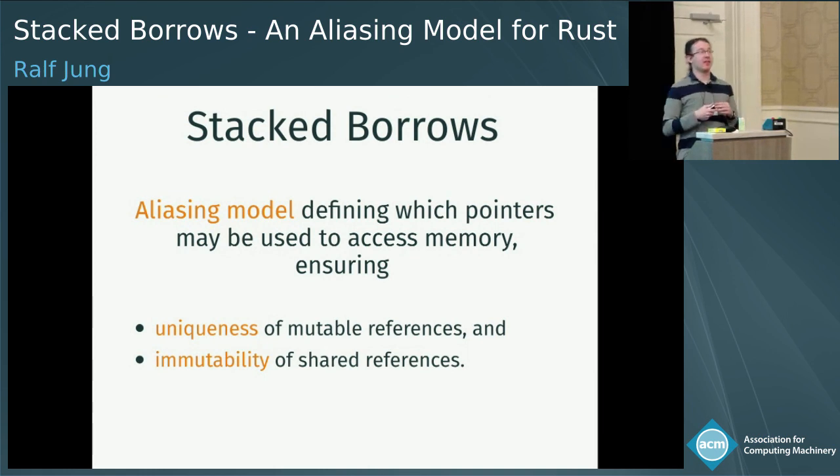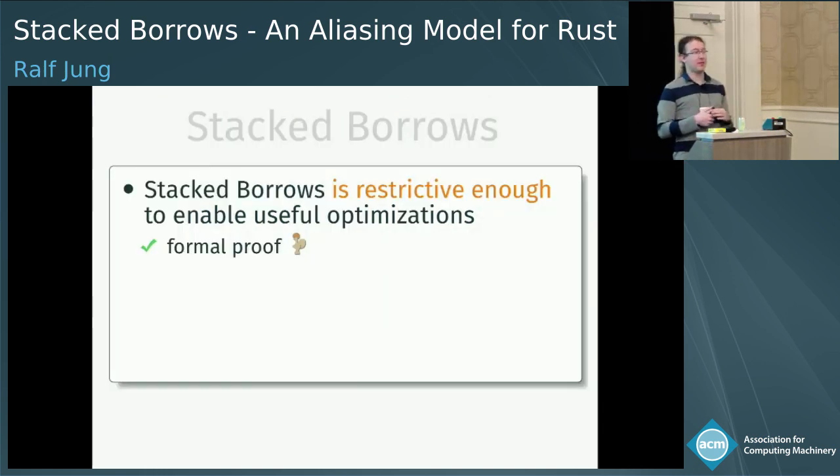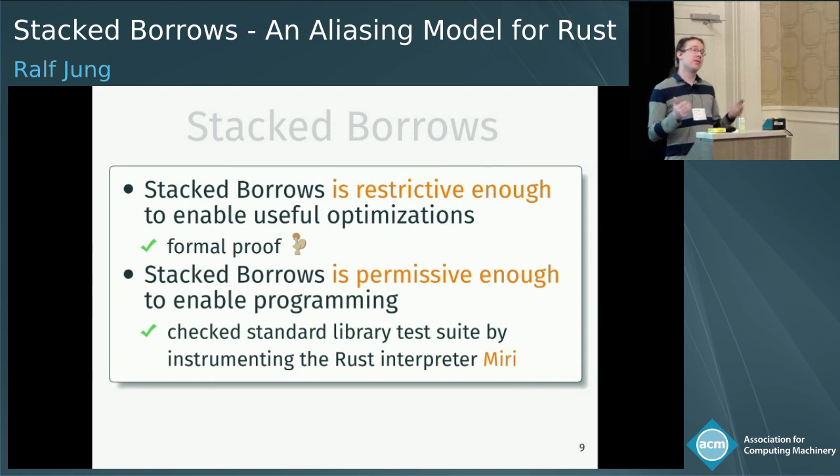Now, the design space here is pretty big, so we have to figure out what it is that we can evaluate about this to make sure that our model makes any sense. And there are constraints from two sides that we're gathering here. On the one hand, we have to make sure that Stacked Borrows is restrictive enough that it imposes enough proof obligations to actually justify useful optimizations. And to make sure that that is the case, we formalized Stacked Borrows in Coq and proved the optimization is correct. On the other hand, we have to make sure that Stacked Borrows still permits programming.